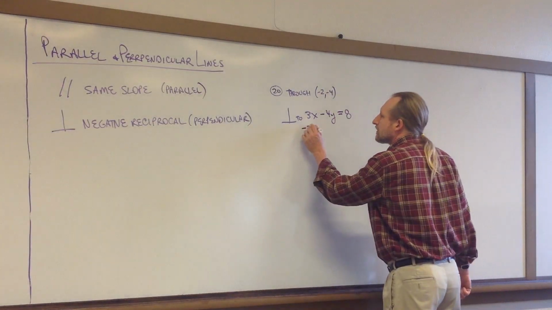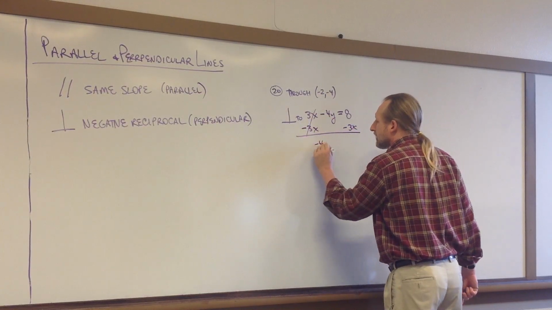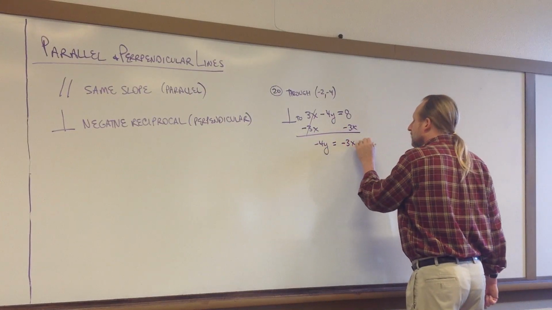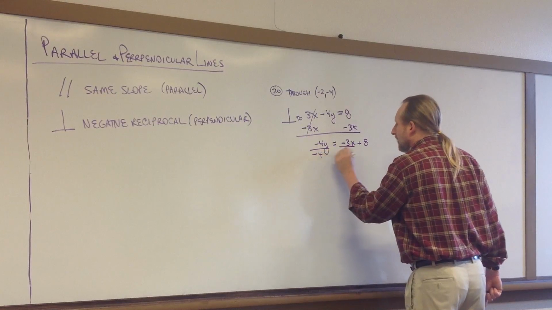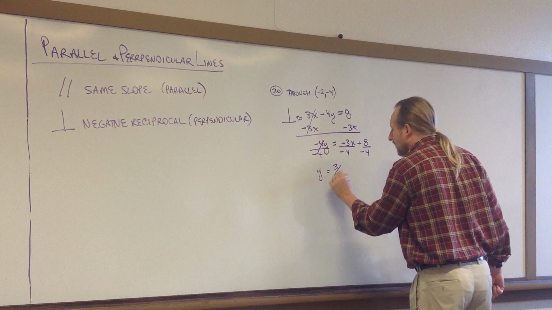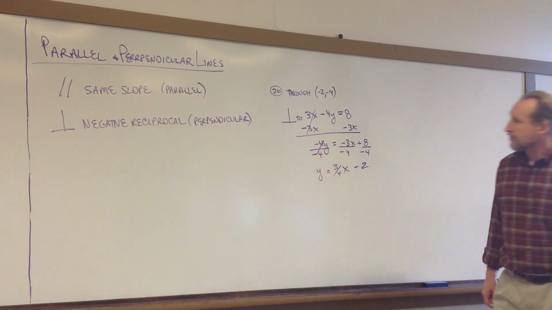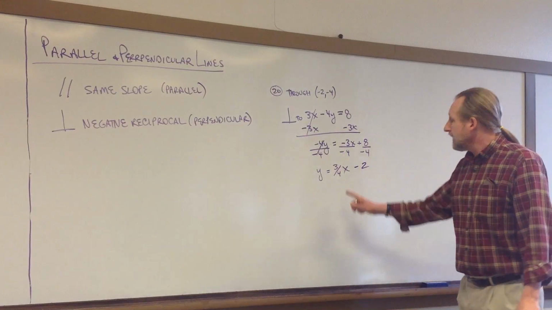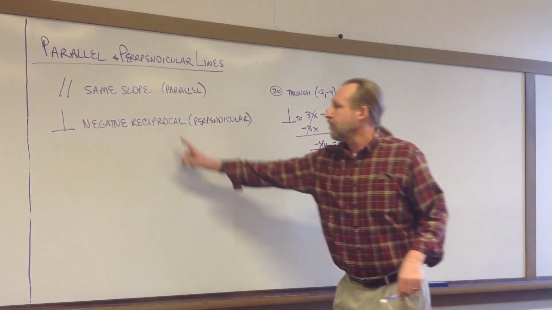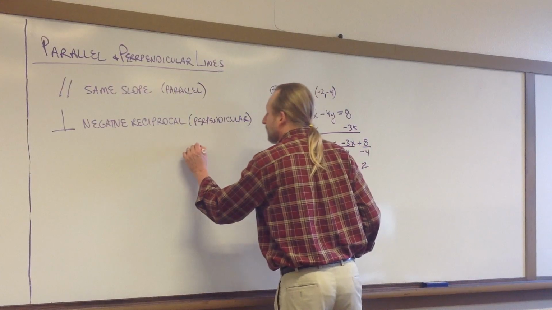All right, let's move this 3x to the other side. Don't lose that negative sign. It's attached to the 4y. -4y = -3x + 8. And then we have to go in and divide everything through by -4. So that'll make that positive 3/4 x - 2. All right, so now we need a line that's perpendicular to this line, which means that its slope will be the negative reciprocal, or -4/3.